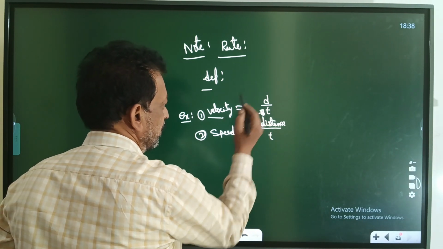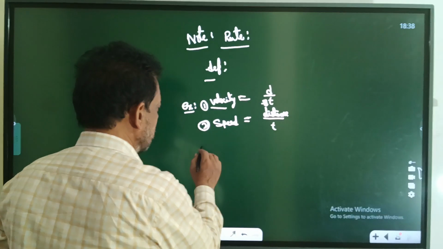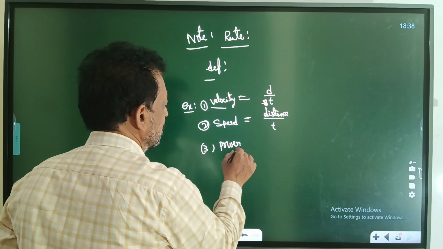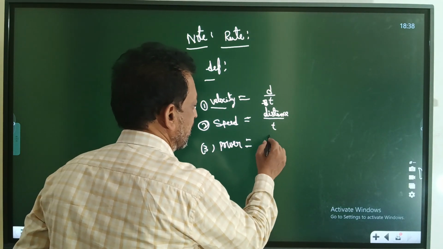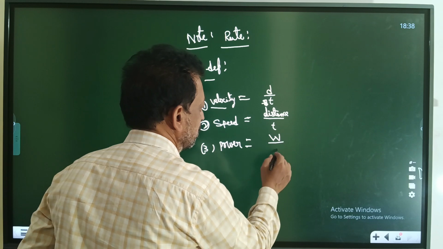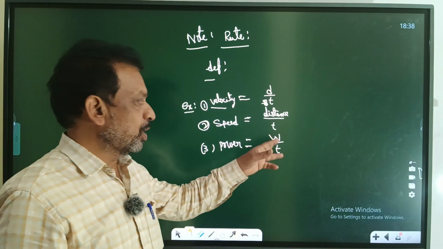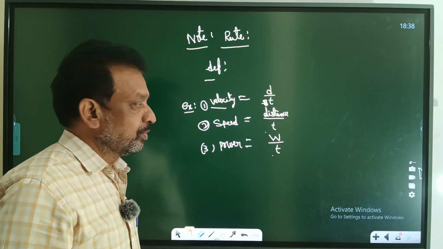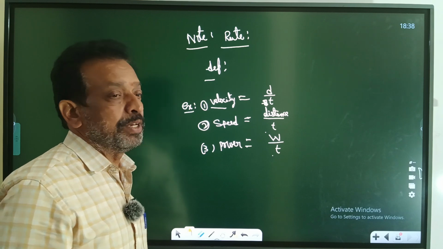Next, write power. What is the definition of power? The rate of work done. Power is the rate of work done. So rate means time: work by time, the rate of work done, is called power. So time in the denominator you can say is rate. In physics, rate means time.